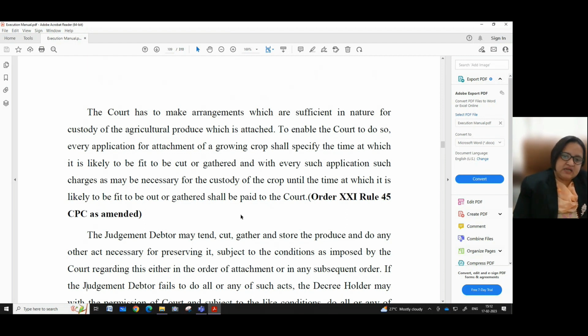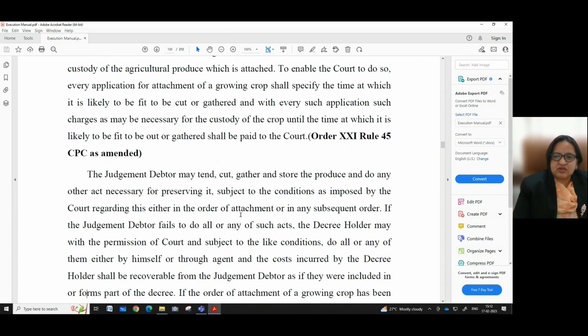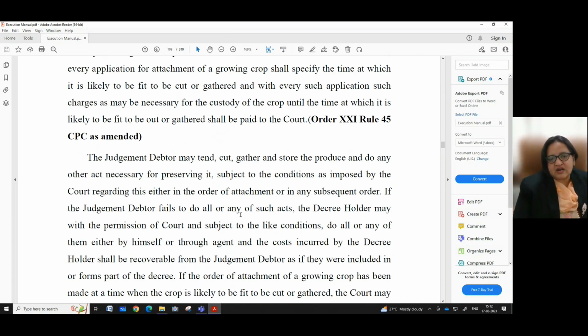The judgment debtor may tend, cut, gather and store the produce and do any other act necessary for preserving it, subject to the conditions as imposed by the court regarding this, either in the order of attachment or in any subsequent order. If the judgment debtor fails to do all or any of such acts, the decree holder may, with the permission of court, subject to the like conditions, do all or any of them either by himself or through agent, and the cost incurred by the decree holder shall be recoverable from the judgment debtor as if they were included in or formed part of the decree.